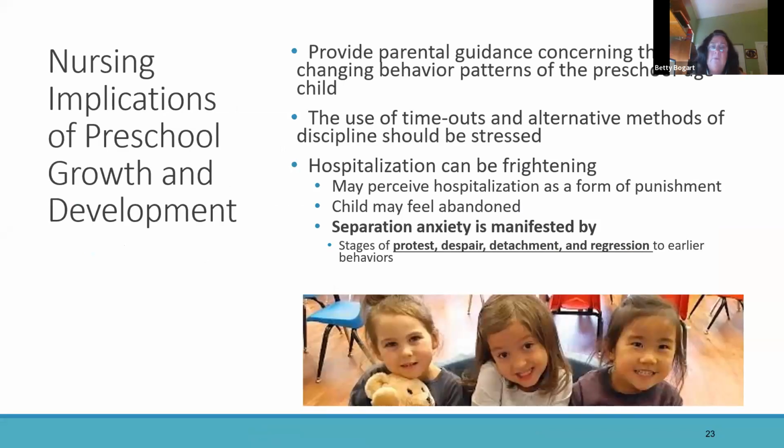Now, growth and development, preschoolers. So we know that the parental guidance is going to be changing. We know that preschoolers want to be up and out in movement. That's okay, but they need to know what the rules of being out are, and what they need to protect themselves from. Timeouts can be given, again, 1 minute per year of age of the child.